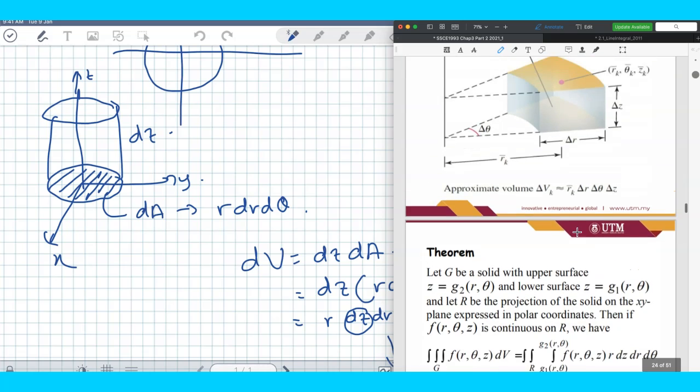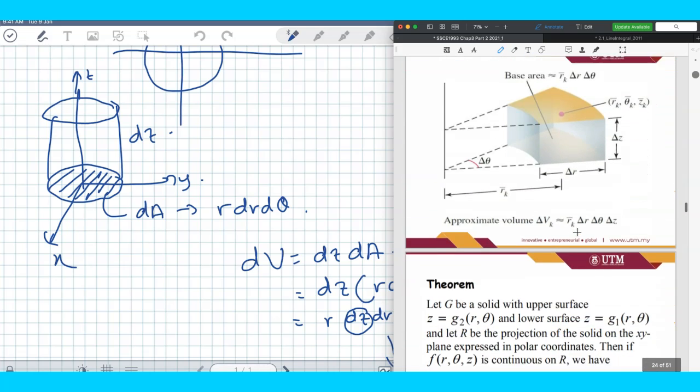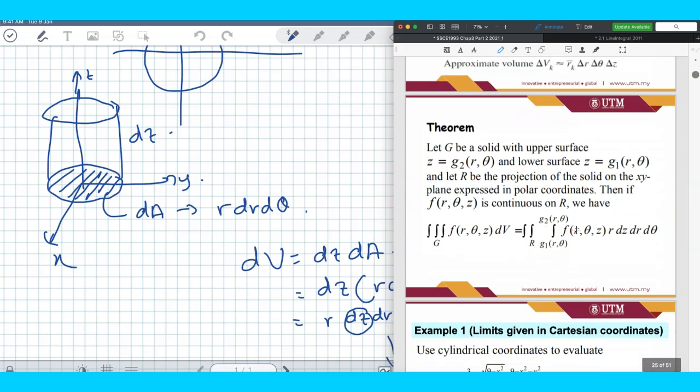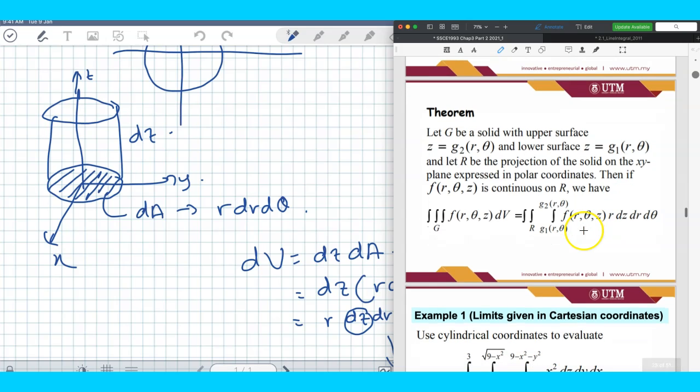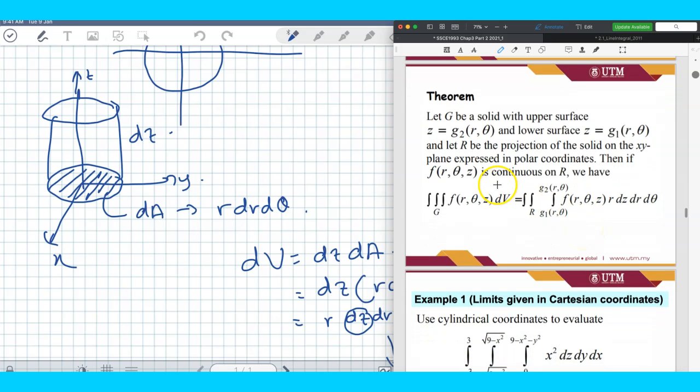So this one I just skip. This is the way you can determine all the limits of r, theta and z. Okay, so this is how you can convert.